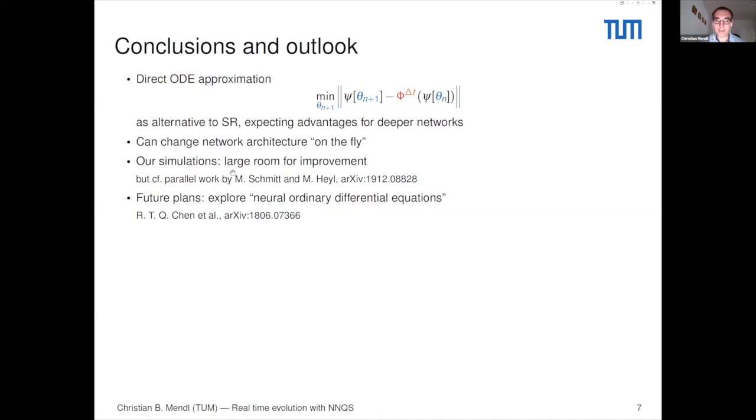And then, by the way, there's also parallel work by Marco Schmidt and Markus Heil, who actually put a paper on arXiv on the same day, and there will also be a talk about this work, I think, later in this conference. And they used a very similar ansatz, but eventually reached much larger systems. And as an outlook, we also want to explore so-called neural ordinary differential equations, which hopefully are adapted to time-dependent problems.